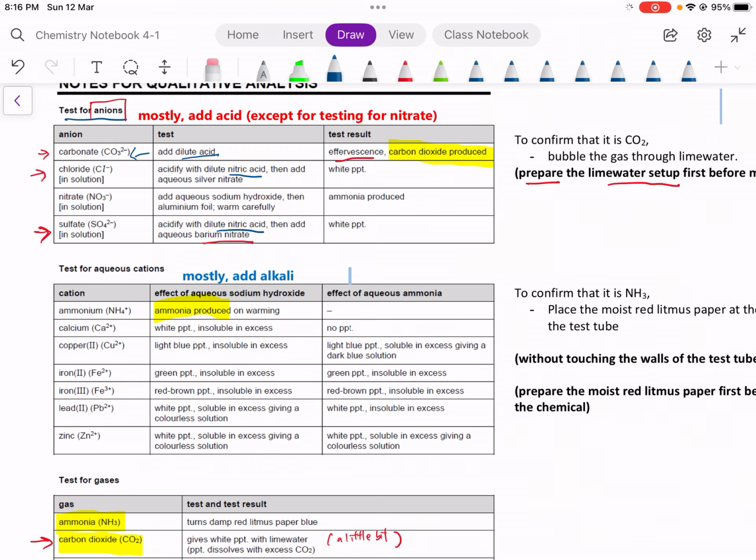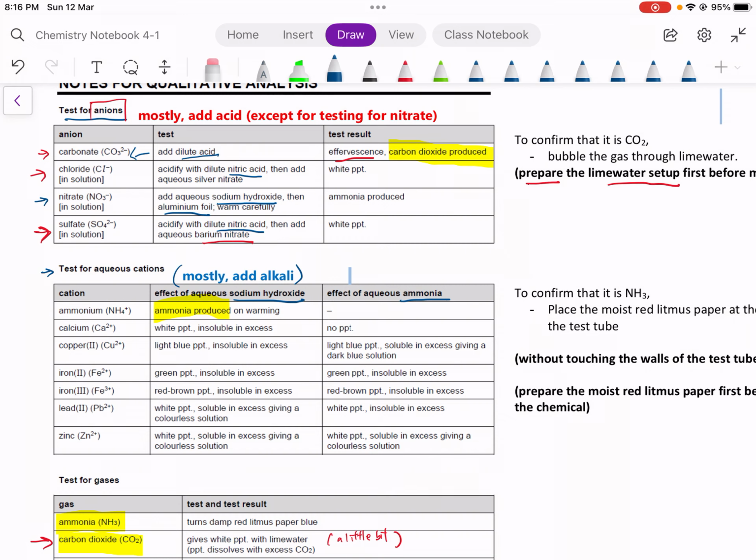So if you notice, mostly when they ask us to test for cation, we are adding alkaline, either sodium hydroxide or ammonia. There's only one case where they ask you to add sodium hydroxide to test for anion, which is the nitrate. They ask you to add sodium hydroxide and aluminum foil. This one is quite obvious. Whenever you see alkaline and aluminum foil, definitely it is nitrate. There's nothing else really. So the aluminum foil is quite obvious.